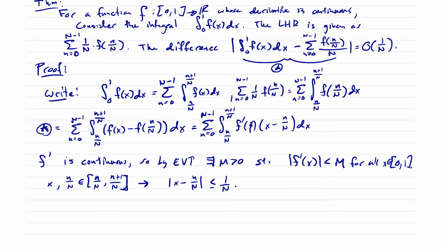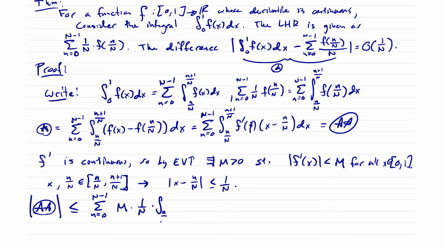Okay, so now if I call this star star, we find that star star in absolute value is less than or equal to the sum of n equals 0 to capital N minus 1, by the triangle inequality. Then we get this: that derivative is bounded by M, that difference is bounded by 1 over capital N, and what's left is the integral from n over capital N to n plus 1 over capital N dx, and that we know is 1 over capital N. So it's the sum of n equals 0 to capital N minus 1.